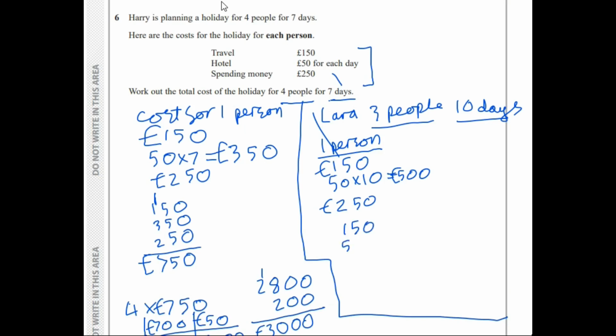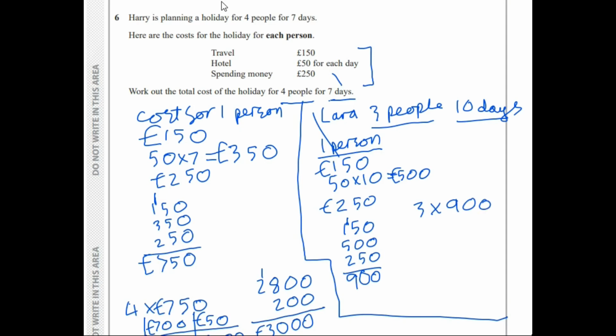150, 500, 250. So 0, because this column adds up to 0. Now 5 plus 5 is 10, so we get a 0 here, and then we carry a 1. So 1 plus 1 is 2, plus 5 is 7, plus another 2 is 9. So 900. Now remember this is the cost for one person. And Lara's booking for 3 people, so we need to do 3 times 900.